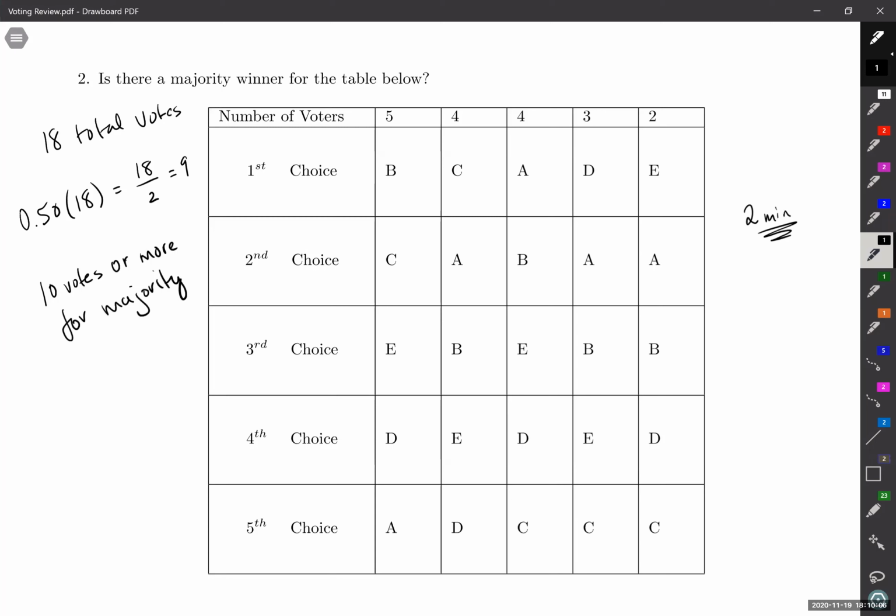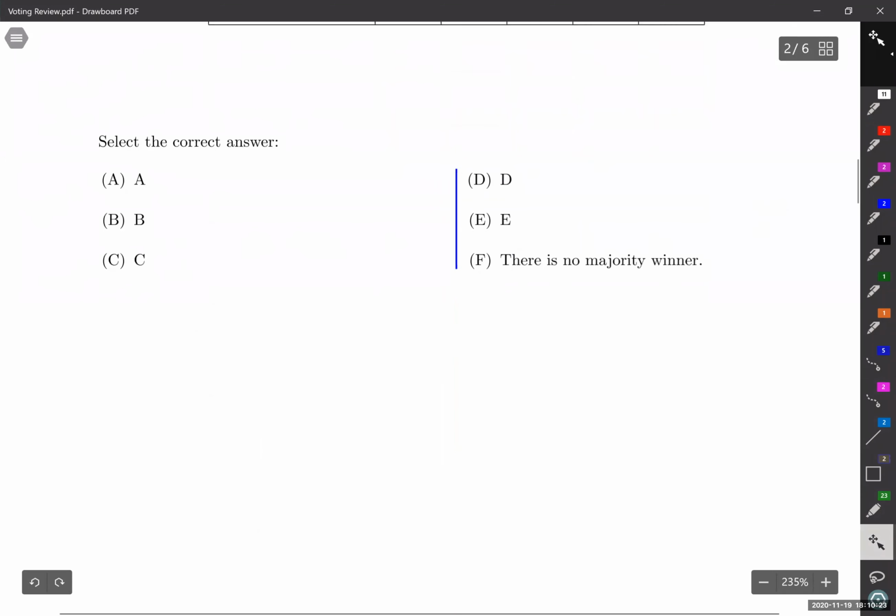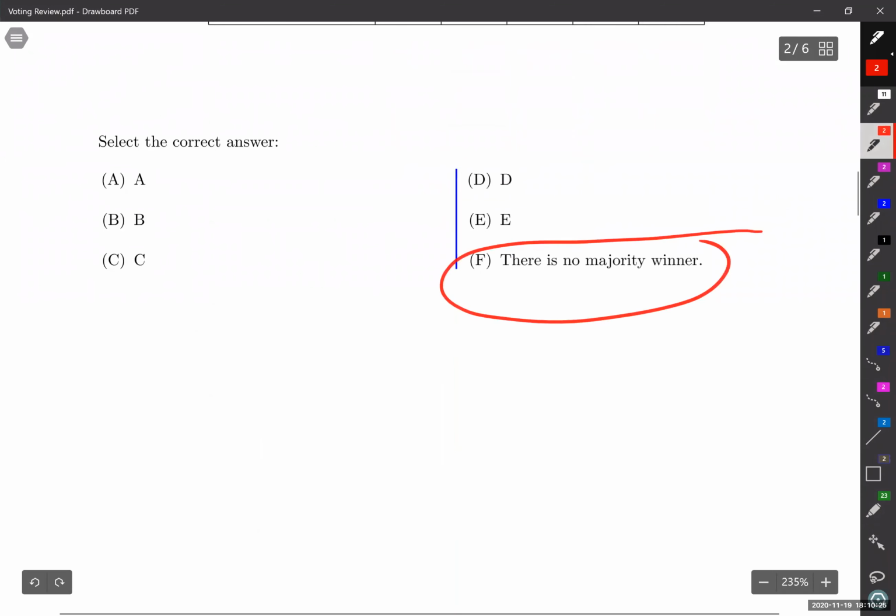Okay, and then we look, do any of the candidates get more than 10 votes? First place, B gets 5, C gets 4, as does A, D gets 3, E gets 2. None of the candidates get more than 10 votes, right? So in this case, our answer would be that there is no majority winner. Sometimes nobody wins the majority.